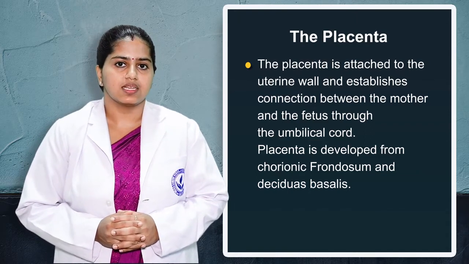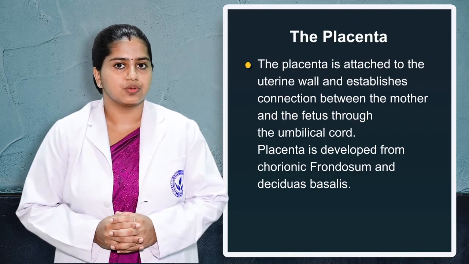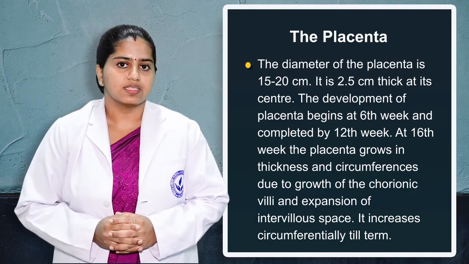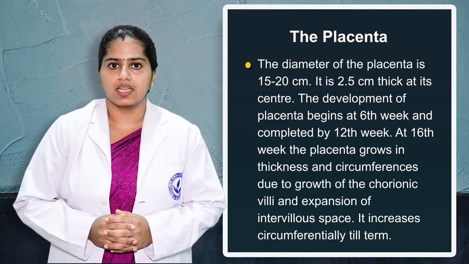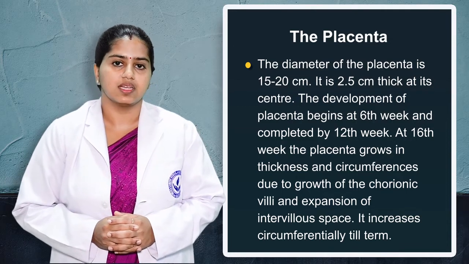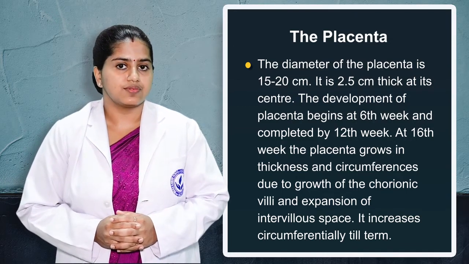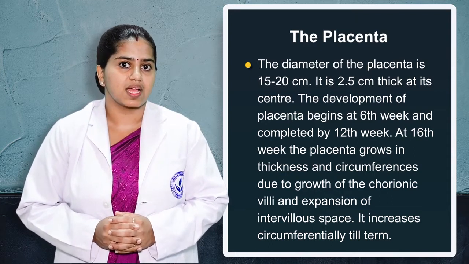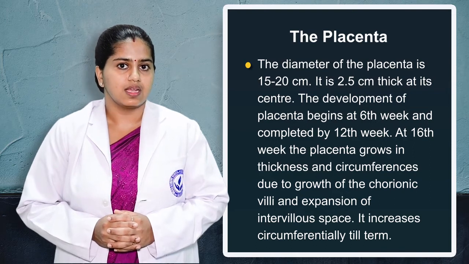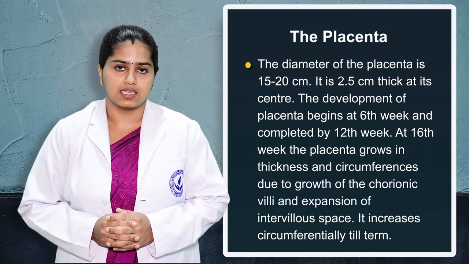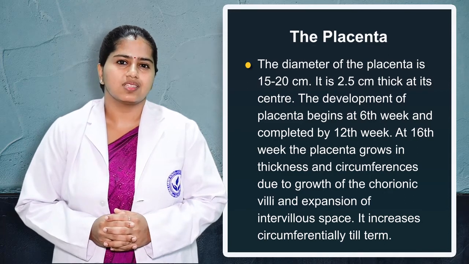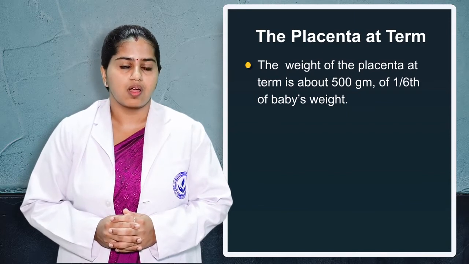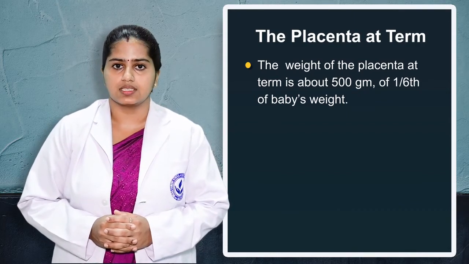At term, the diameter of the placenta is 15 to 20 centimeters and the thickness is 2.5 centimeters. The development of the placenta takes place from the 6th week after fertilization and is completed at the 12th week. At the 16th week, the thickness, diameter and circumference of the placenta increase. At term, the weight of the placenta will be 500 grams, or 1/6 the weight of the fetus.